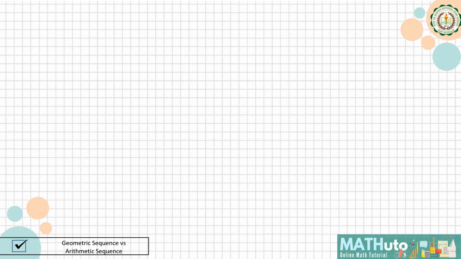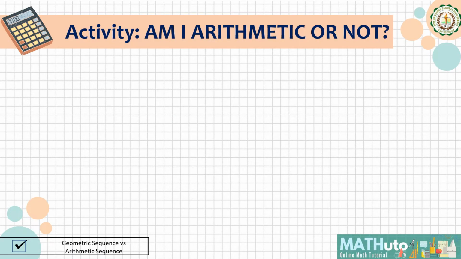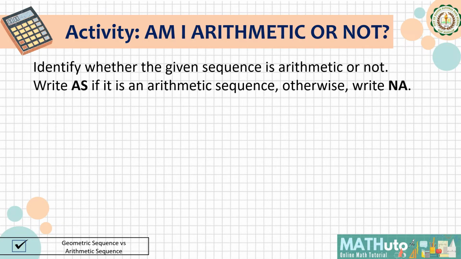Let us start our lesson with an activity. Am I arithmetic or not? So you have to identify whether the given sequence is arithmetic or not. Write AS if it is an arithmetic sequence, otherwise write NA. Remember, last week we have discussed all about arithmetic sequence, and we have figured out how to determine if a sequence is arithmetic or not.